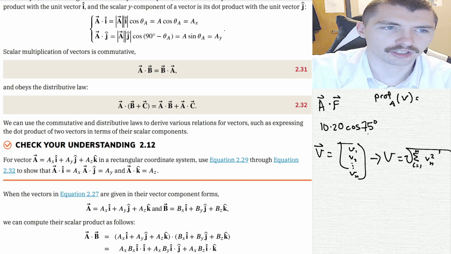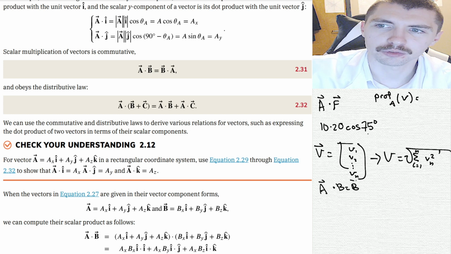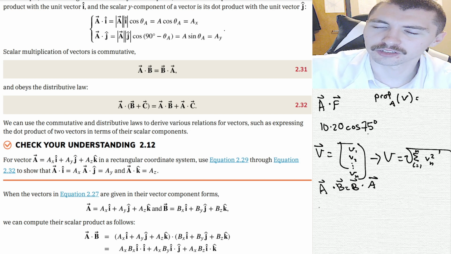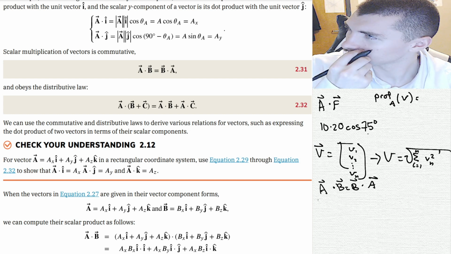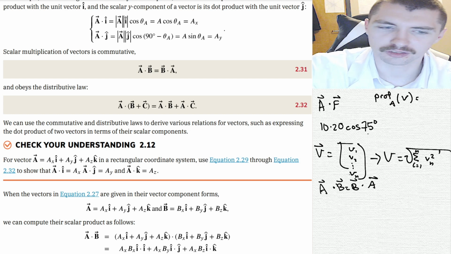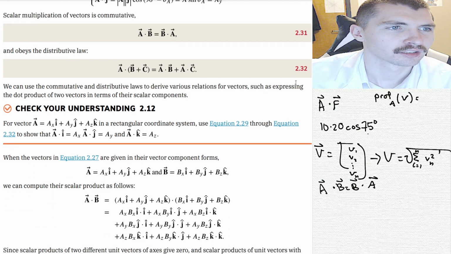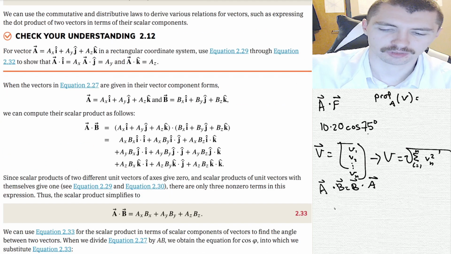So scalars of vectors are commutative. So A times B equals B times A. Now these are one-dimensional matrices, and this is not true for matrices. So if you have, maybe it is. I know matrix multiplication is not commutative. Okay, so check our understanding.